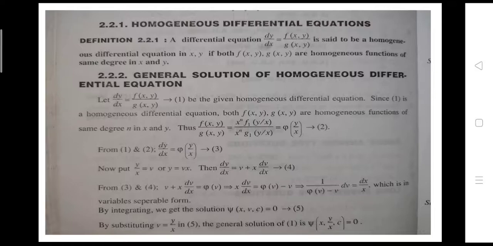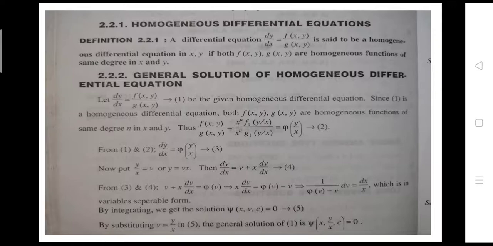Thus f of x comma y by g of x comma y is equal to x power n into f1 of y by x by x power n into g1 of y by x, which is equal to phi of y by x. This is called equation 2. Comparing 1 and 2, dy by dx is equal to phi of y by x, and we call this equation 3.